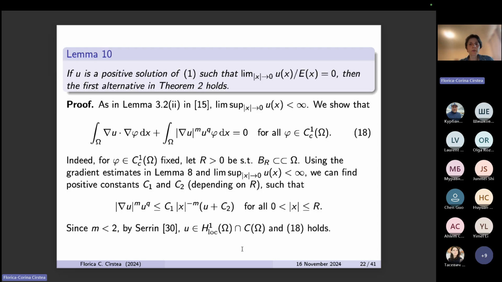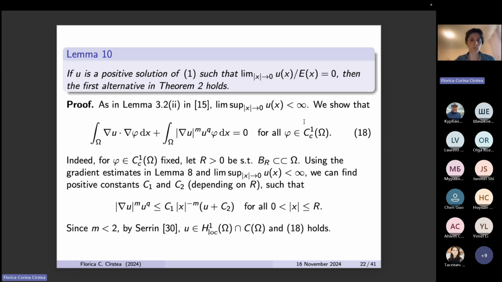And the first alternative in the classification was that if u is dominated by the fundamental solution of the Laplacian, then we have that 0 is a removable singularity. This is actually a very short proof. Because u is dominated by the fundamental solution, by a simple comparison principle, for any epsilon you find a constant C such that u is dominated by epsilon times the fundamental solution plus a constant, and then take epsilon to 0.